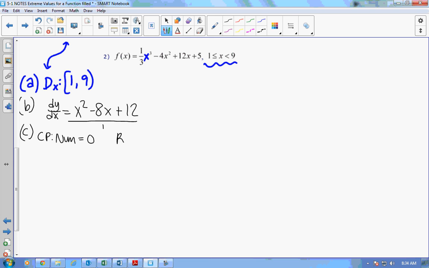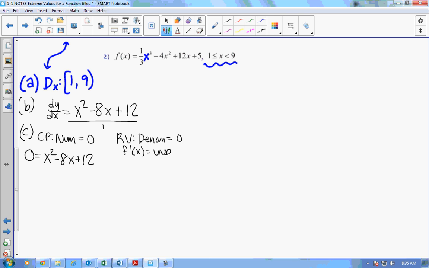And restricted values happen when? The denominator is 0, which makes the function undefined, right? So denominator equals 0, or the f prime of x is undefined. Okay? So, critical points, we set the numerator, which is just the polynomial, equal to 0.